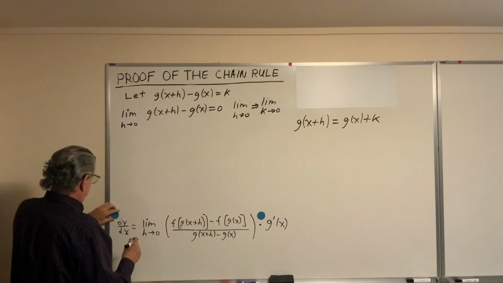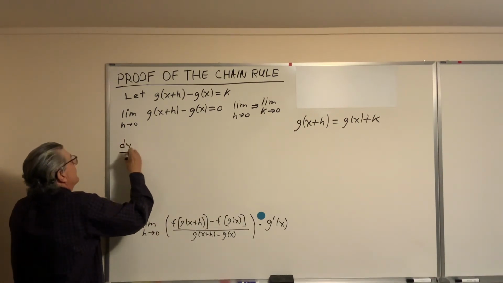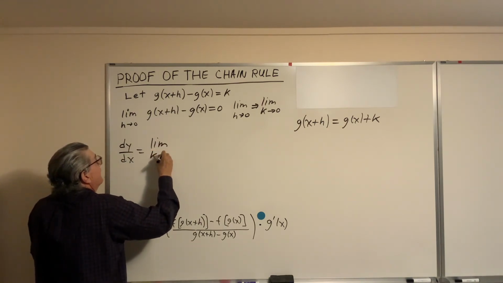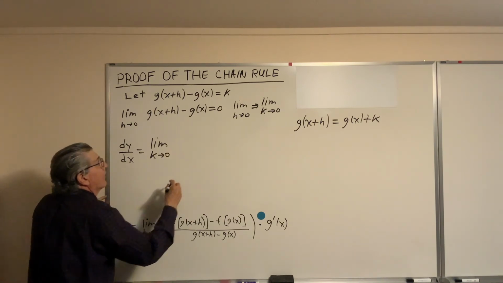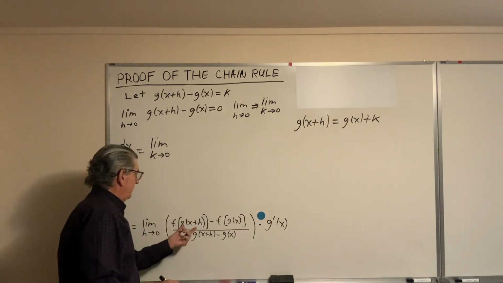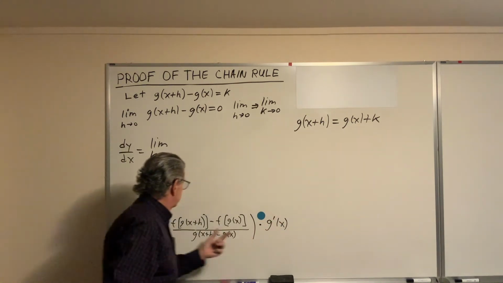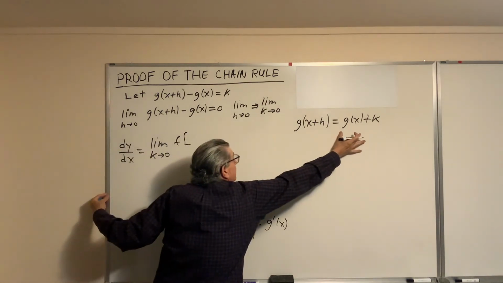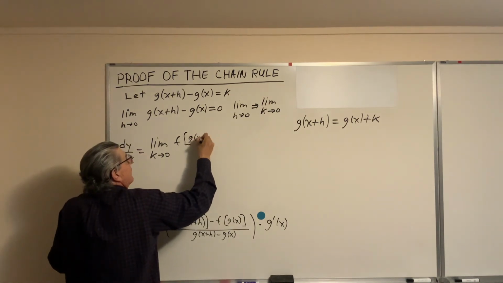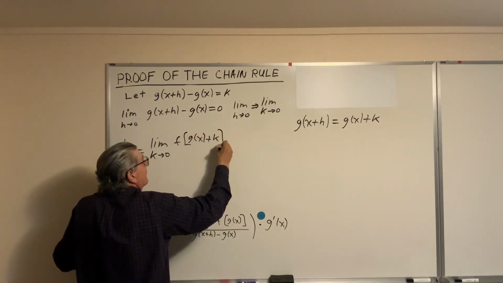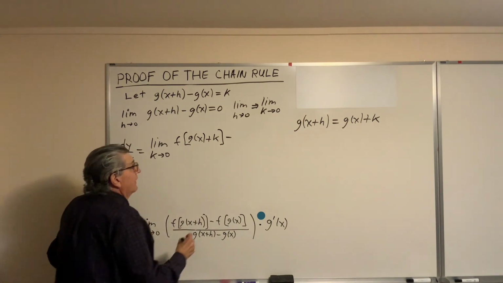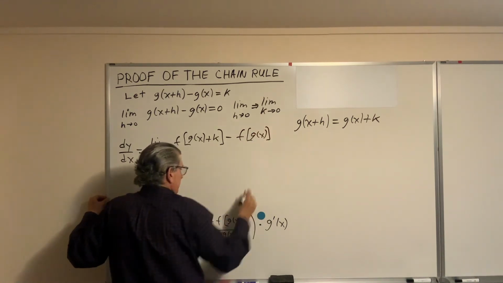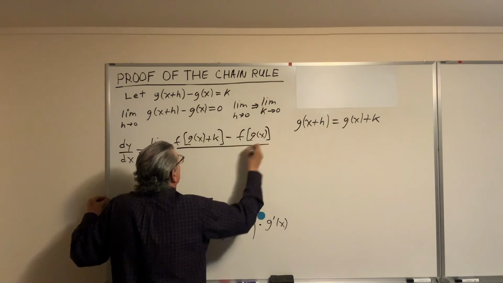Okay, so now I have dy dx equals the limit, and now I'm looking as k goes to 0 of, replacing this with this, f of, instead of g of x plus h, I've got g of x plus k, minus, and now I have f of g of x, nothing changed here, and this is all over k.